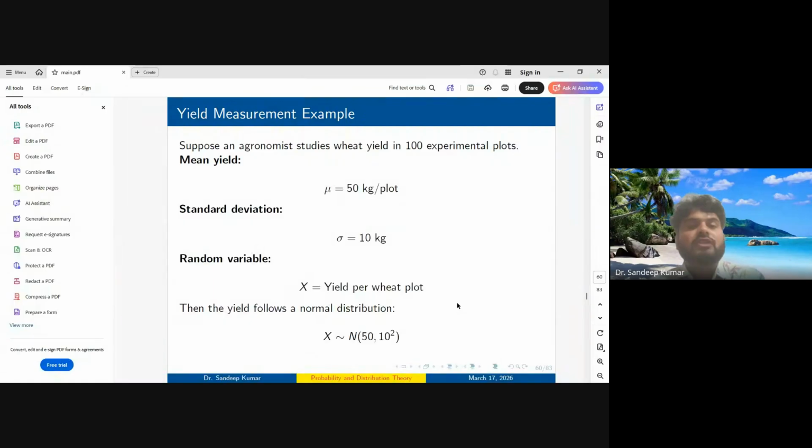Suppose an agronomist studies wheat yield in 100 experimental plots. So mean yield equals 50 kg per plot, and standard deviation sigma equals 10, because the variance is 100, so square root of 100. You easily calculate sigma as the square root of variance, that is 10, and the random variable x denotes the yield per wheat plot. Then yield follows a normal distribution, x follows a normal distribution with mean 50 and variance 100. So mean mu, comma, sigma square.